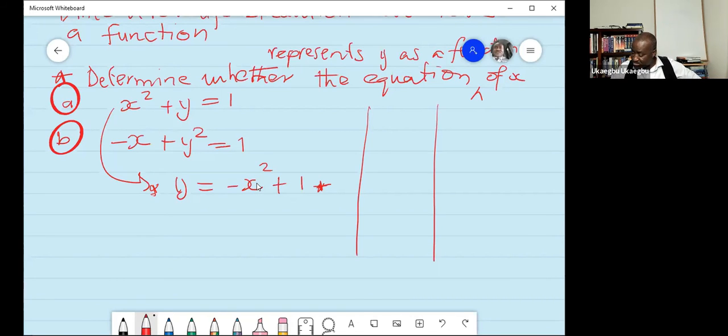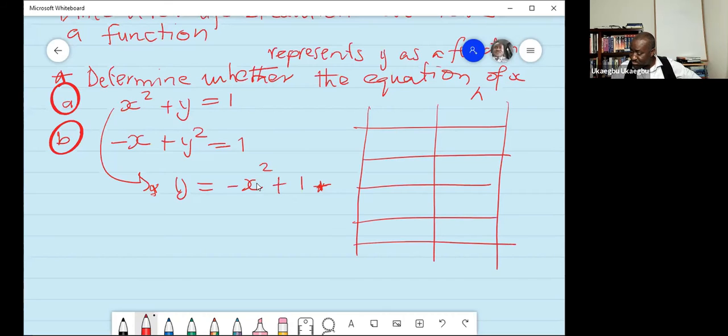It is correct, because you can just draw something that looks like this, create a table. You have your x here, you have your y equal to negative x squared plus 1. You have 0, 1, 2, 3. All you do is you plug in these values to generate the value of y. So once that can happen, then for each value of x, there's a corresponding value of y. That's a conclusion you can easily draw.